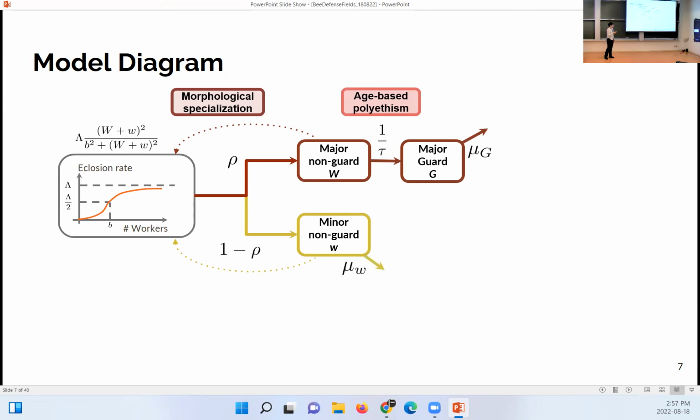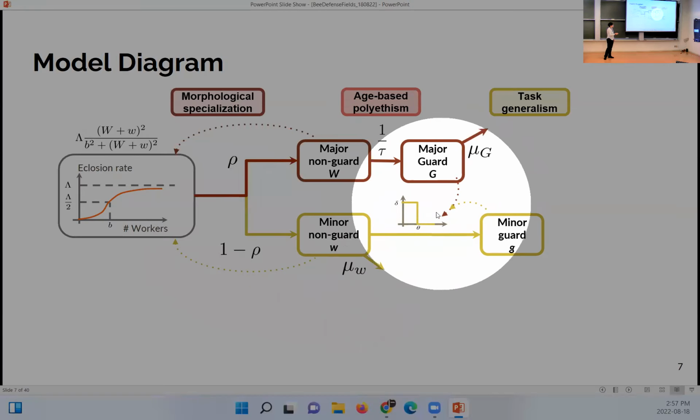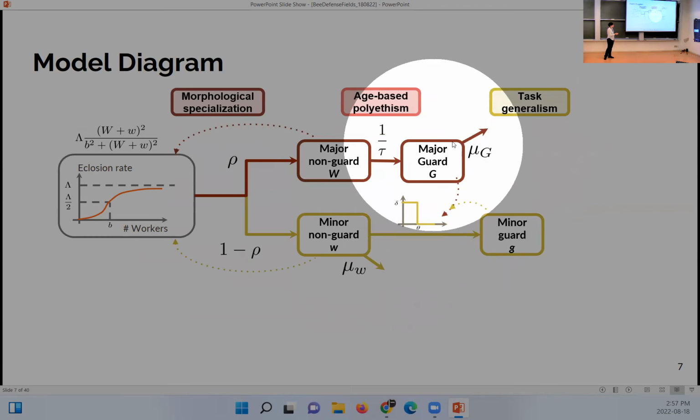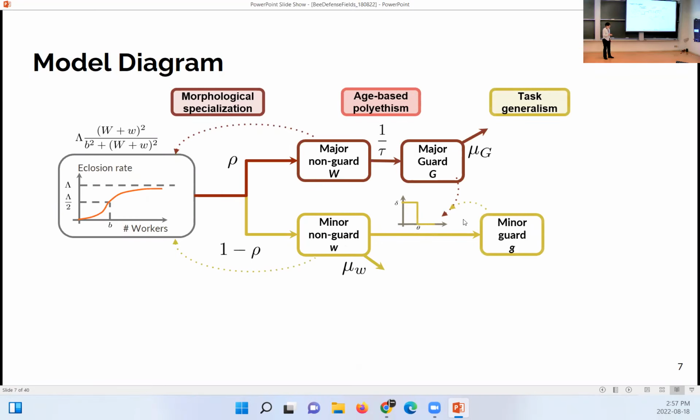Then the minor non-guards will usually just live their lives as foragers and nest maintenance and then die, and that's it. But if there is a crisis situation where there's not enough guards, then they will go and replace the guards. So the proportion of guards that determines whether they replace or not is the sum of these guards and these guards. If the sum of this over the total population drops under theta, then there will be replacement. Otherwise, it will not happen. And of course, as guards, they will also have their own death rate.